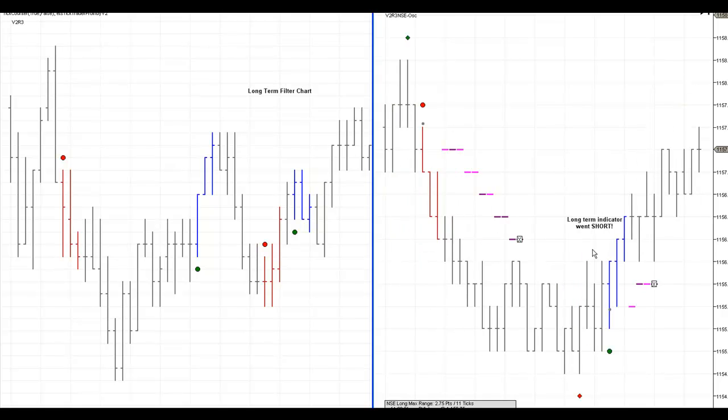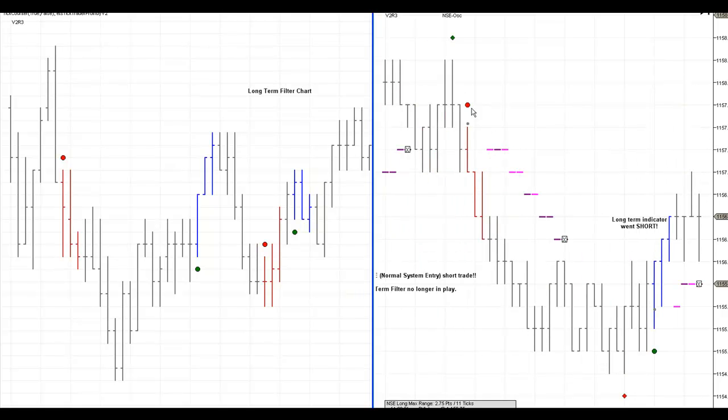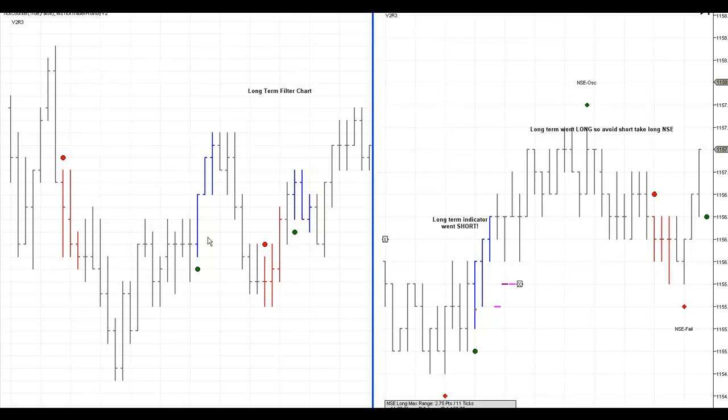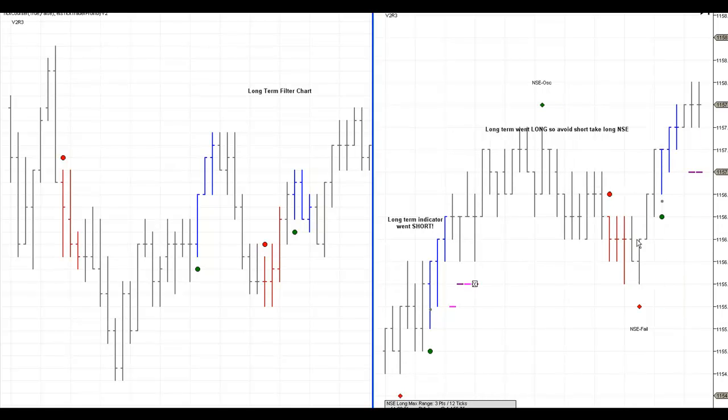And mind you, we trade for income. We made our money right here on this trade. We were done anyways. But now the long-term filter went long. So what does that mean? We avoid short trades. So now we have a short trade that we avoid.